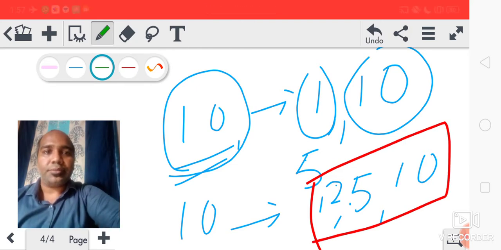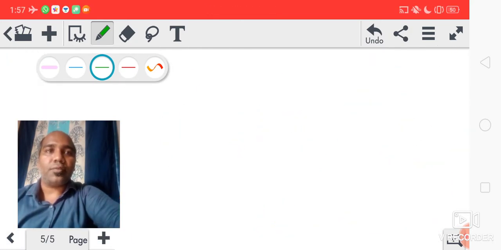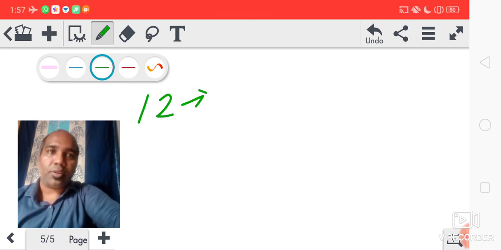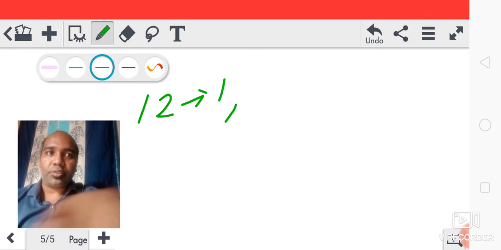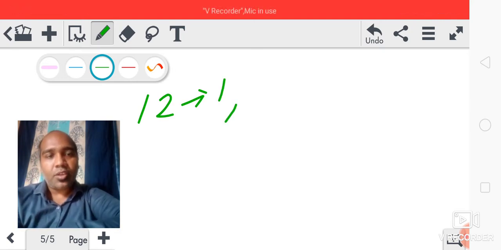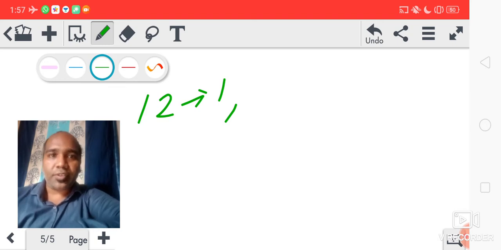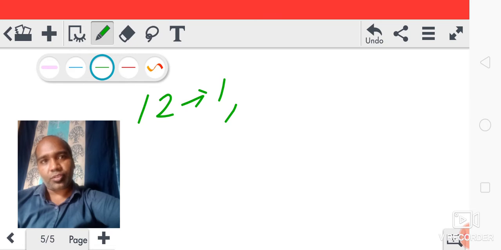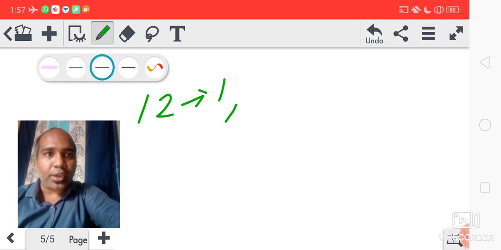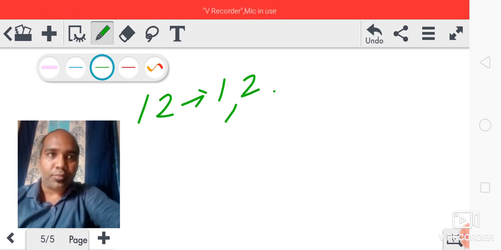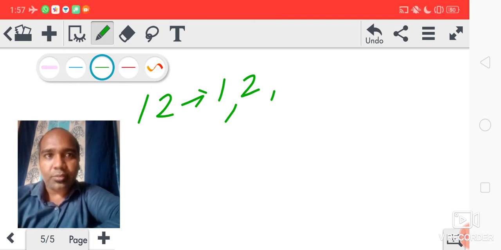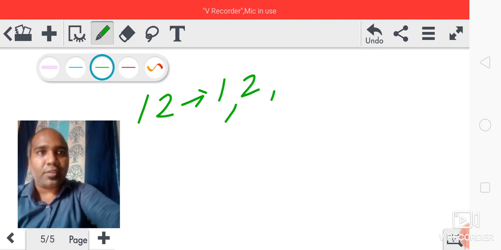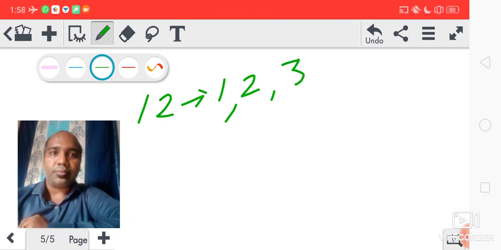Now you have to tell me the factors of 12. If I ask you, what are the factors of 12? 1 will be a factor of 12, I told you 1 is a factor of every number. Then in which number's table does 12 come? In the table of 2, do we get 12? Yes, 2 6s are 12. So 2 is a factor of 12. Then 3: do we get 12 in the table of 3? Yes. So 3 will be a factor of 12.